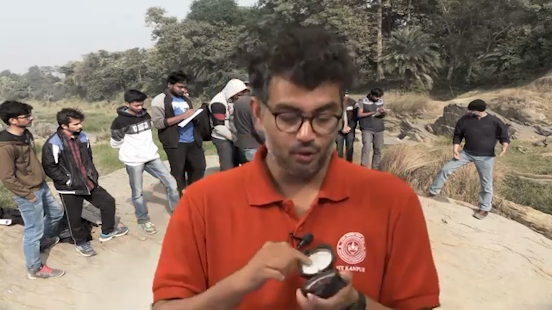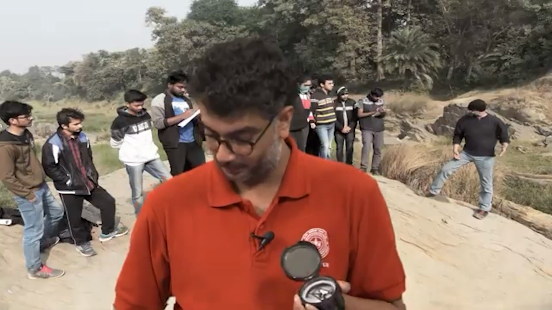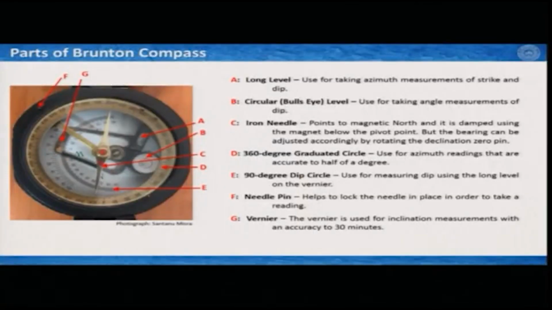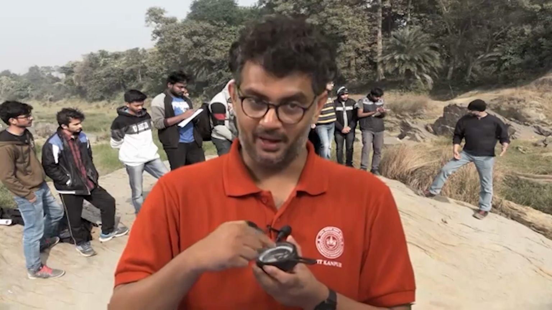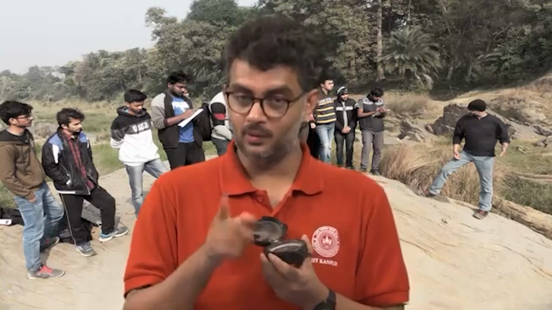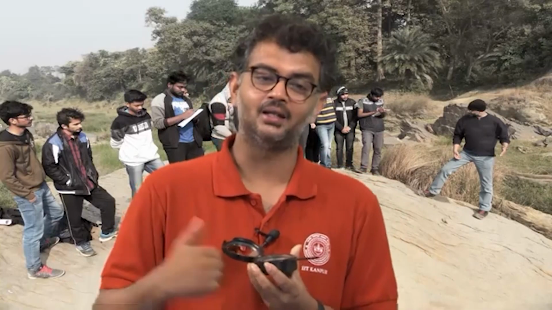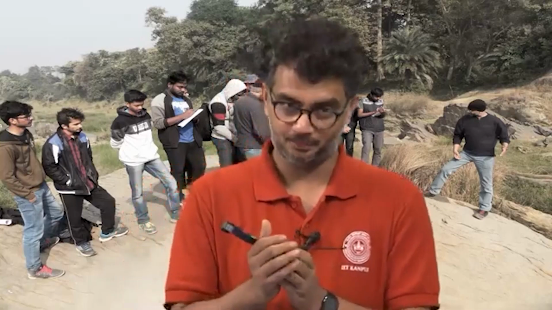Now, let us have a look at what we have inside this dial, because this is the most important part that you need to know. In this dial we have one needle, and this is a magnetic needle. One end always points towards the north and the other end towards the south, no matter how you orient or keep it. Of course, you have to keep it in the horizontal plane.